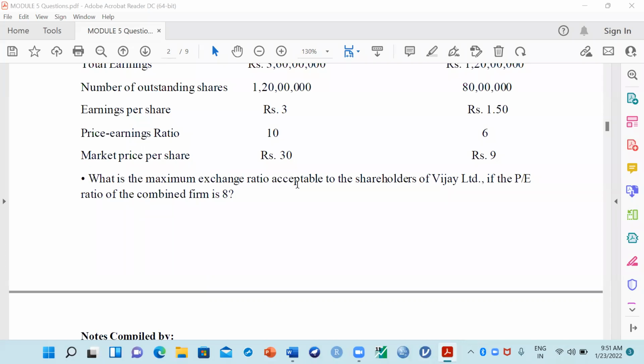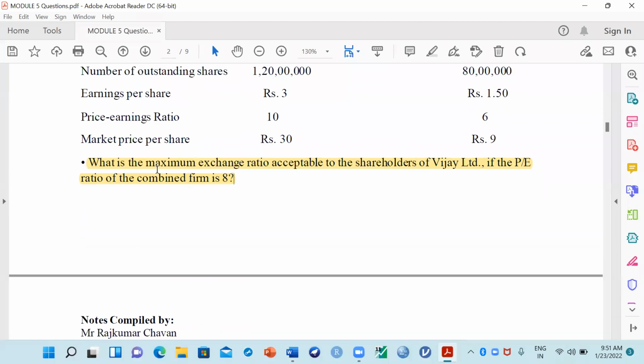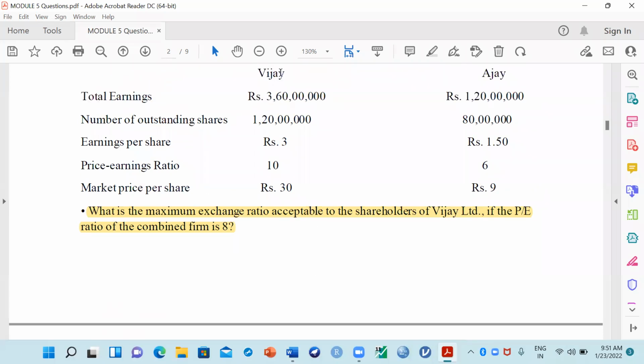Now, what is the question below that? What is the maximum exchange ratio acceptable to the shareholders of Vijay Limited if the P ratio of the combined firm is 8? Very important. Now, can you tell me whether the maximum exchange ratio is case 1 or case 2? Which formula do we have to apply here? Can you put your answer in the chat box?